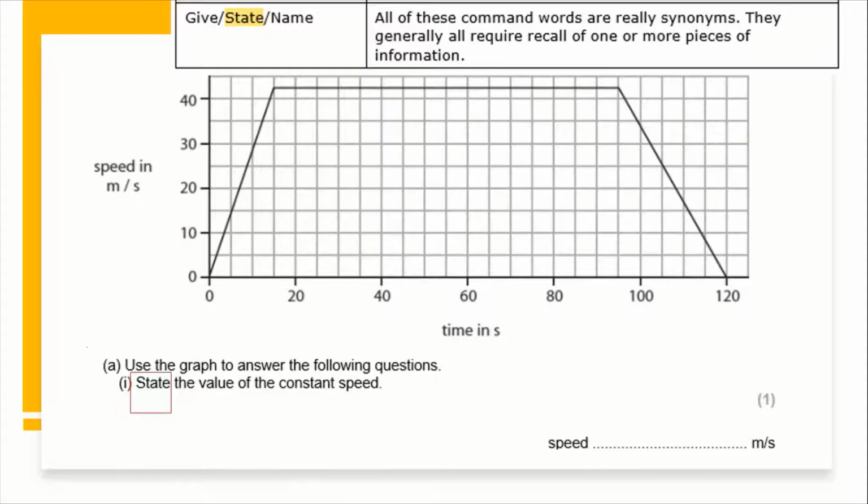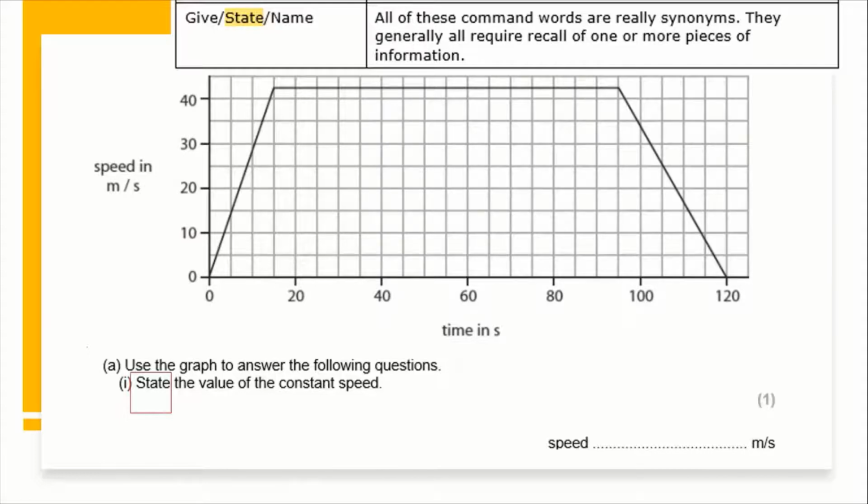As you can see, give, state, name. All these three command words are very much similar in terms of the meaning. They generally all require recall of one or more pieces of information. Just a recalling of information. Now see in this question, the first question is for you just to recall your knowledge. There's nothing much to do here. It's a very straightforward question. State the value of constant speed. You just have to write the value.